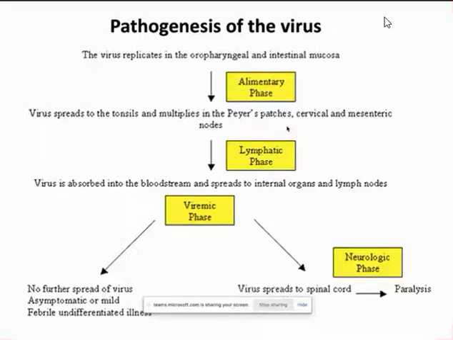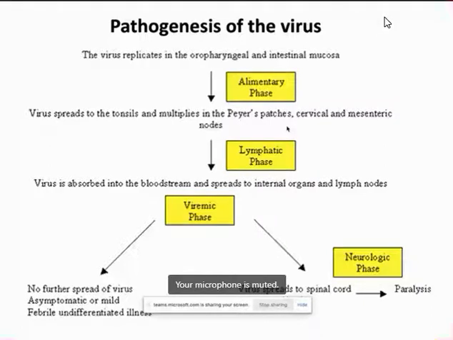Okay, and then during these multiplications, this virus spreads to the tonsil and multiplies in the Peyer's patches, cervical and mesenteric lymph nodes. Means the local tonsillar lymph nodes or the MALT which are present in the GI, or the lymph nodes that are present in the adjacent area of the GI. Okay, there the viruses multiply, that is called a lymphatic phase.